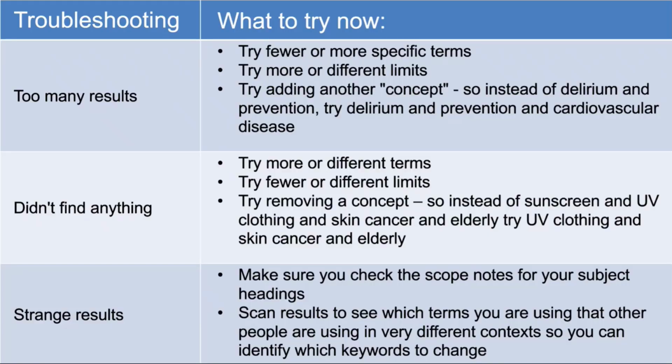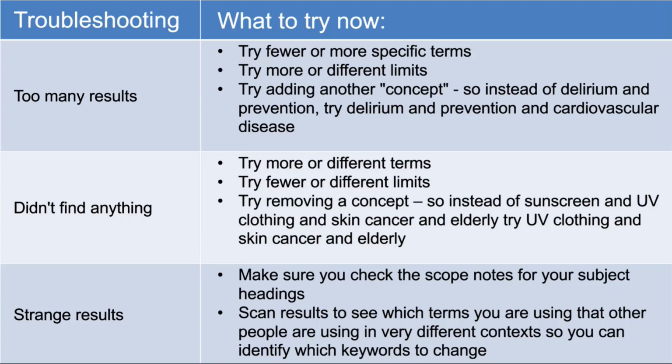Now, what if we have weird or bad results? If you've got too many results, you want to probably use fewer or more specific terms, and you want to use potentially different or more limits, or you may need to add a concept. So if we had found an absurd number of articles from our existing search, maybe we would want to say self-management of pain in post-operative breast cancer patients. Maybe we want to be more specific about that.